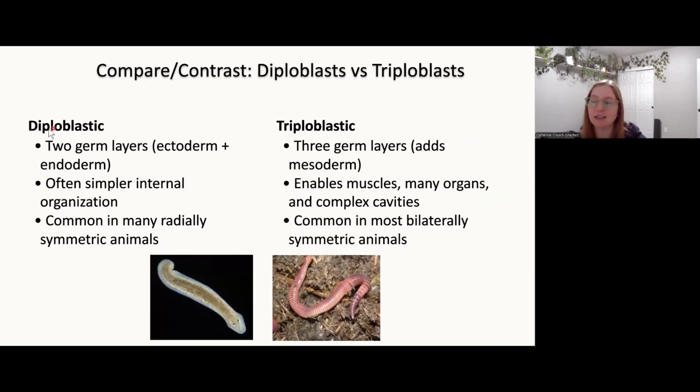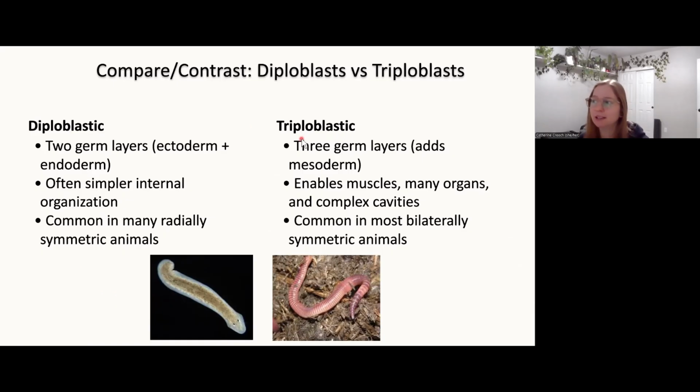Diploblasts have those 2 germ layers we just discussed. They have a simpler internal organization, and many of these things are going to be radial symmetrical, but we also have our flatworms in this group. And so I've shown you a planaria because I think they're adorable. And if you were to cut them open, they would have the endoderm and the ectoderm only with a thin layer of that non-living tissue.